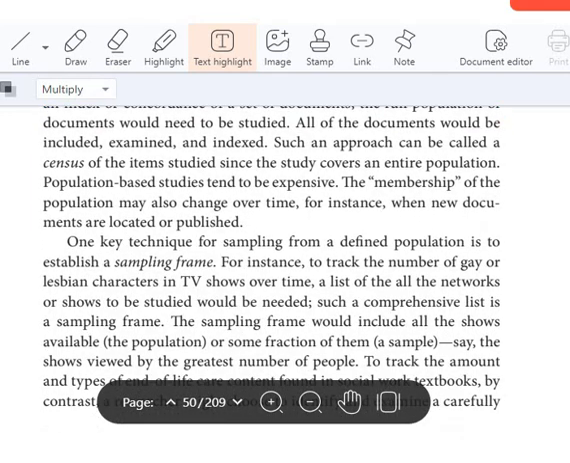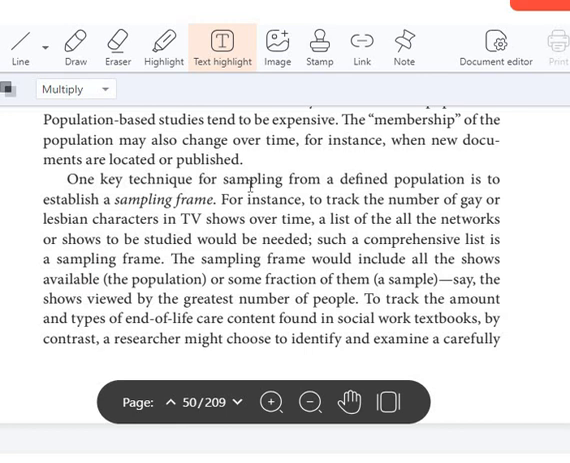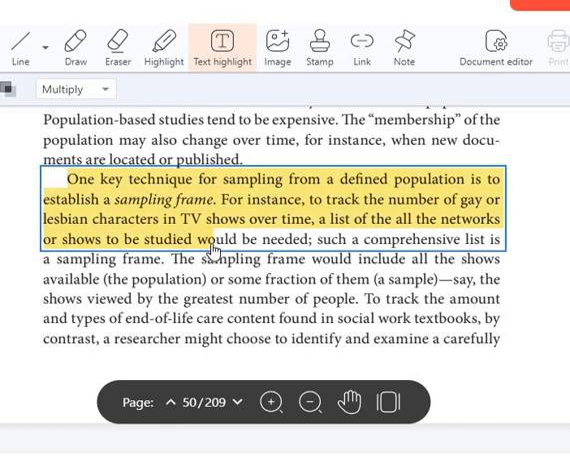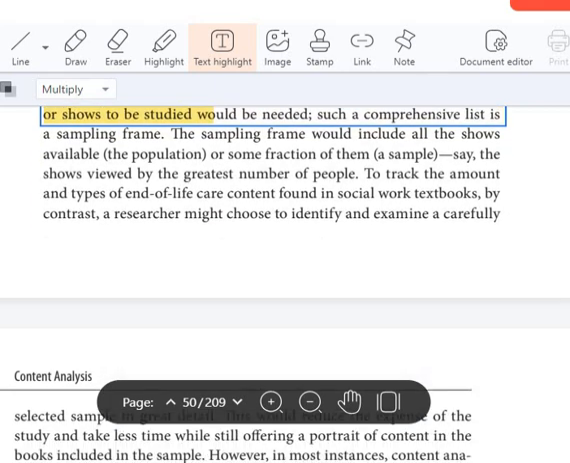Here, one key technique for sampling from a defined population is to establish a sampling frame. For instance, to track the number of gay characters in TV shows over time, a list of all the networks or shows to be studied would be needed. You need to study all the channels involving this, okay?